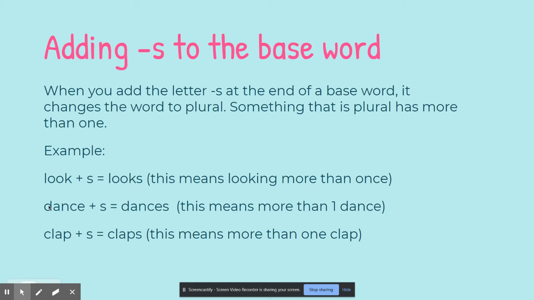Dance. When you have the word dance, this is the base word, and then you add the letter S, it changes the word to dances. This means more than one dance, right? Clap. Clap plus S. So you have the base word clap, you add the letter S, and now this changes the word and it looks like this, claps. So this means more than one clap. You see? So when you add the letter S at the end of the base word, it's going to change that base word to plural. Plural means more than one.